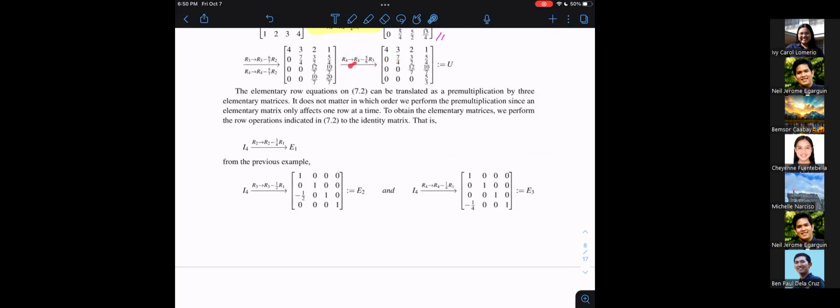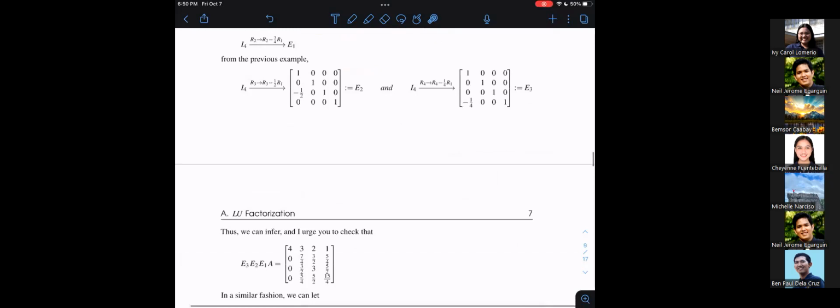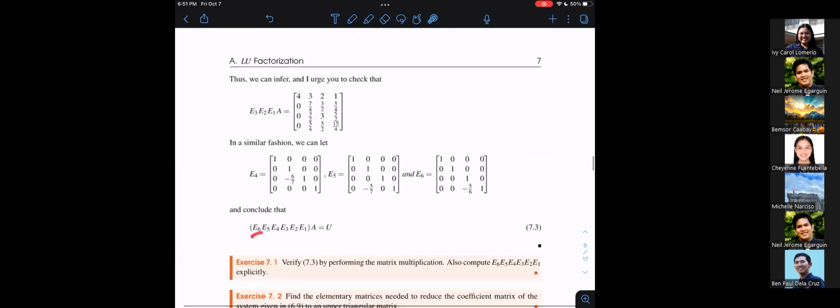Right? So you can check that E6 times E5 times E4 times E3 times E2 times E1 times A will give us the upper triangular matrix. So ito yung translation ng elimination operation na ginagawa natin sa 120 or sa AMAT 105 into a more formal matrix operation implementation. All right.